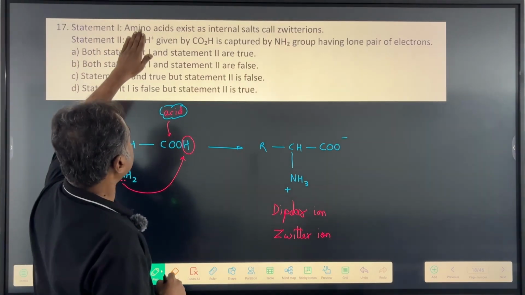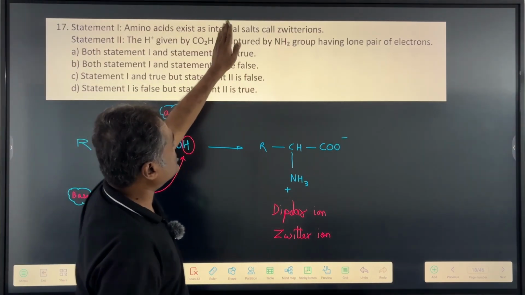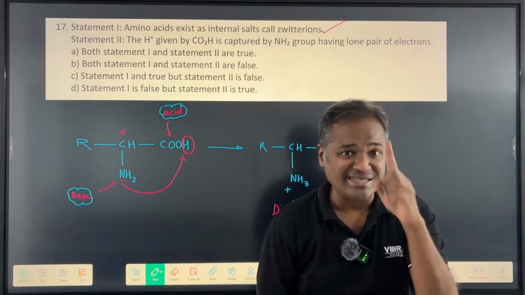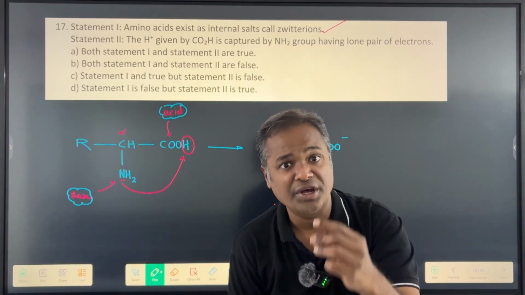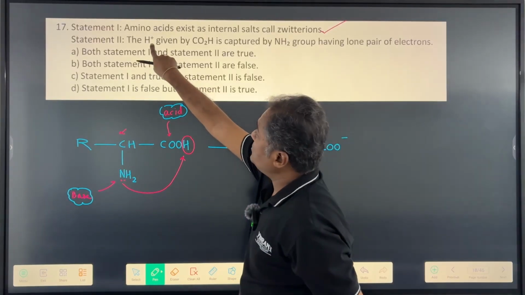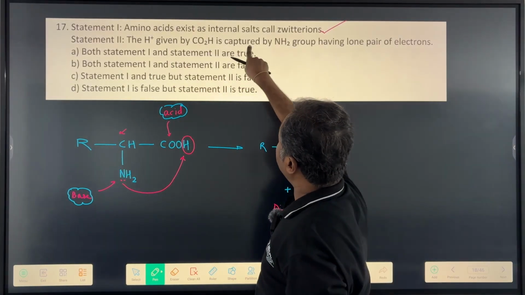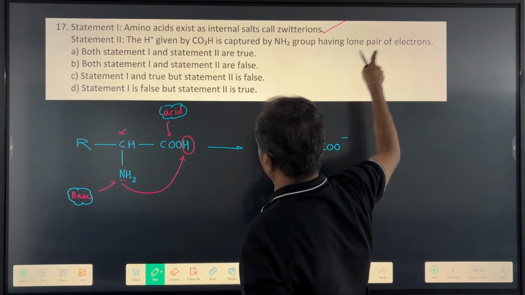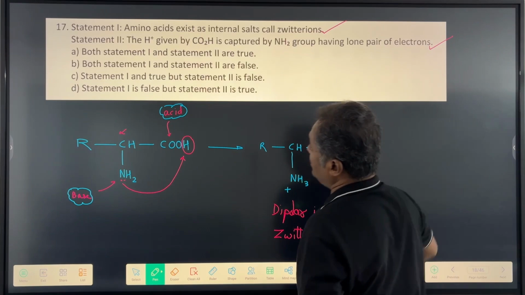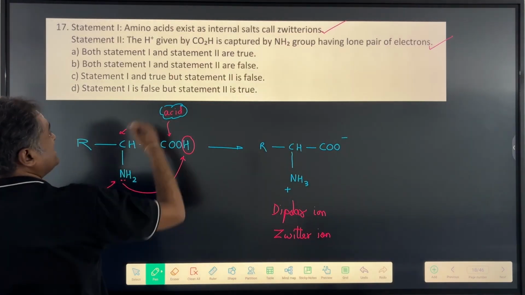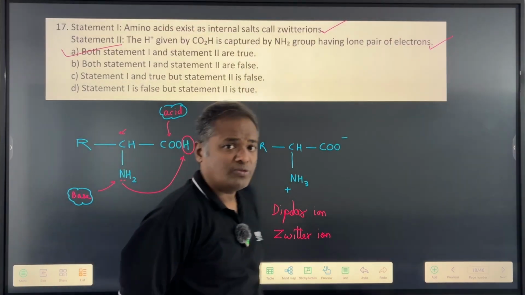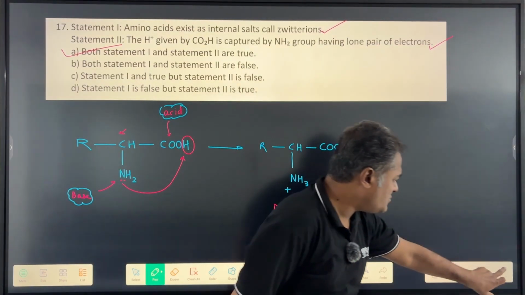So now let's see the statements, child. Statement 1 says that amino acid exists as an internal salt called zwitterion. Yes, this statement is correct, because any substance which contains an acid as well as a base within the molecule will always exist in a zwitterion form. Next, the H plus ion given by the acid is captured by the amino group having a lone pair. That's the reason I have shown it over here. So this statement is also correct. Both statement 1 and statement 2 are true. Hope this example is clear. Let's see the next question.